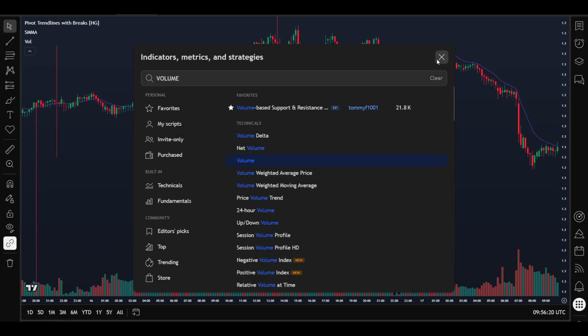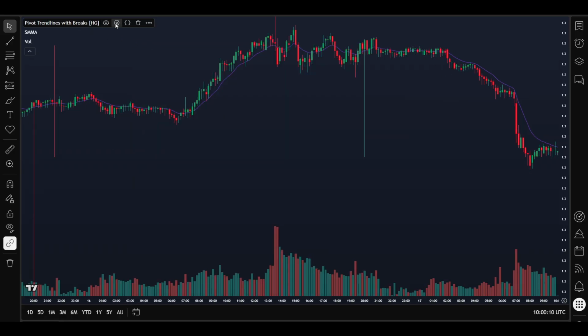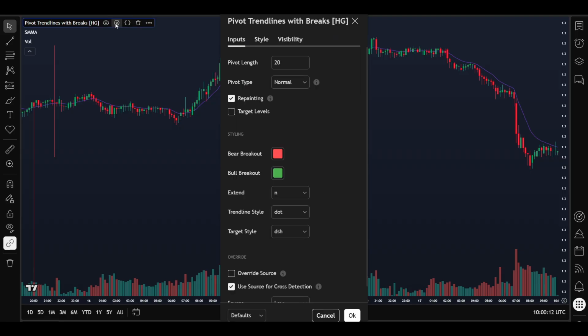Indicator settings. Pivot Trend Lines with Breaks, HoanGhetti. Open settings. Inputs. Pivot length controls how many bars define a pivot. Shorter is more responsive, longer is cleaner. Set pivot type to normal for TradingView's standard pivots. The fast option uses a custom pivot for quicker reversal tracking. For this strategy, we stay on normal.